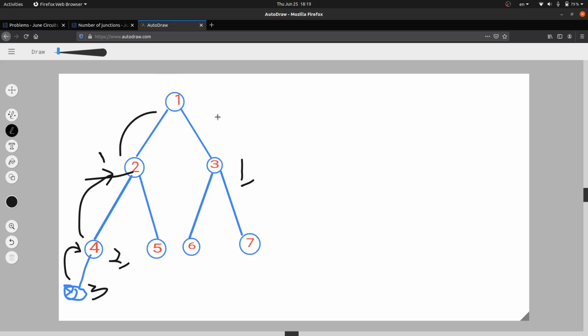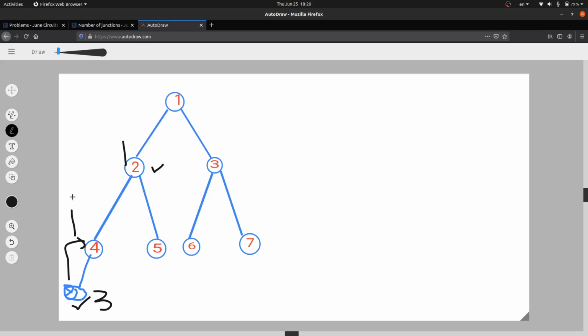Now taking a third case, suppose that we need to find the path from 8 to 2. So its depth is 3, and its depth is 1. We will go to its parent. As soon as both the nodes become equal, we will stop. So this strategy would help us in finding the solution of this problem in a very efficient way. Okay, so let's now jump into the code.